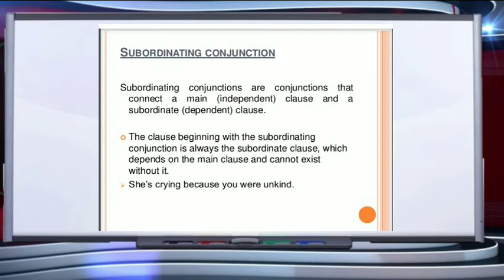The clause that begins with the subordinating conjunction is always the subordinate clause, which depends on the main clause and cannot exist independently. For example, see, she is crying because you were unkind. Now, because you were unkind does not have a meaning on its own unless we say she is crying because you were unkind. So, a subordinate clause always begins with a subordinating conjunction.